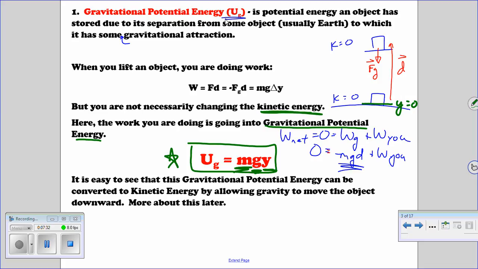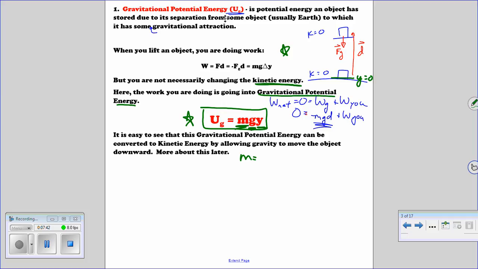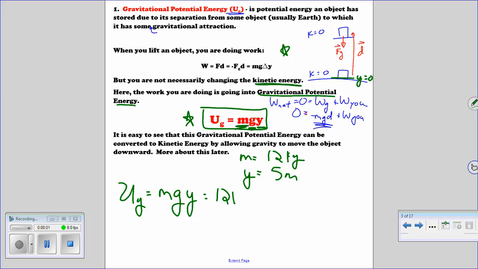We should probably do a quick example here. Let's suppose that in this example, the mass of our box is, let's say, 12 kilograms, and maybe we're lifting it a displacement of 5 meters. That means that our y, or vertical position, once we're done lifting the box, is going to be 5 meters. So our gravitational potential energy is mgy, which is 12 kilograms times 9.8 meters per second squared times 5 meters.